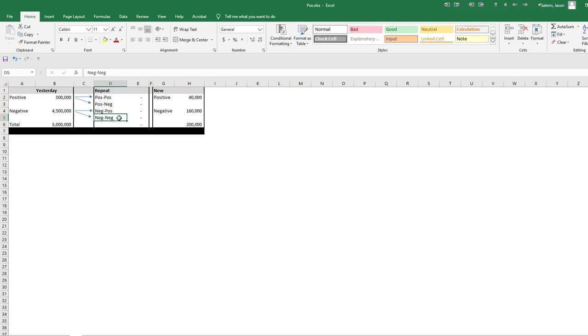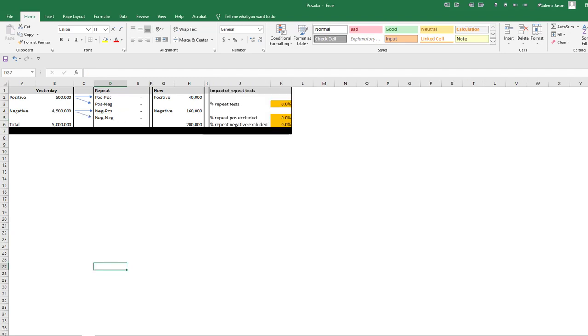So those are the 4 possible combinations of repeat tests. Then I'm going to build in what is the impact of repeat tests. This will certainly make more sense as we go through the scenarios, but the 3 main factors I'm going to look at are what percentage of all people tested today were a repeat test. The other 2 things I'm very interested in is what is the percentage of repeat positive tests excluded? So basically it's going to be anybody who is a repeat test who tested positive today.